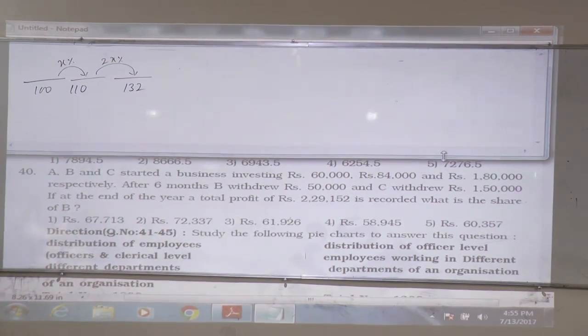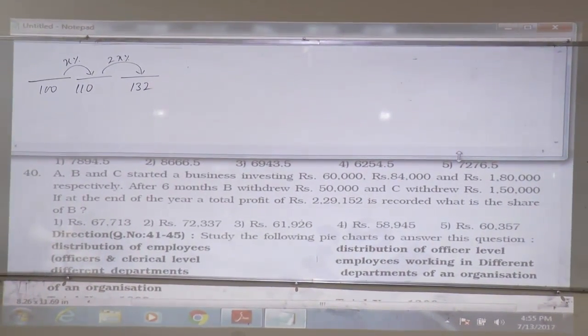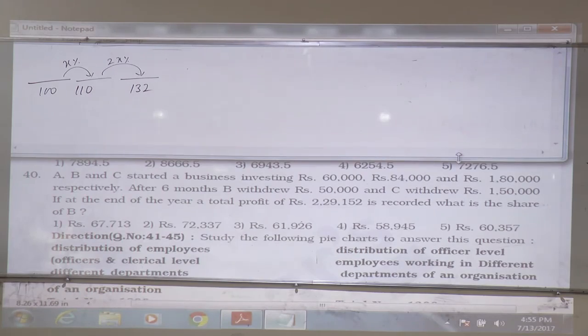ABC started a business by investing 60,000, 84,000 and then 1,80,000 respectively. After 6 months, B withdraws 50,000 and C withdraws 1,50,000. At the end of the year, the total profit of 2,29,152 is recorded. What is the share of B? It asked about B's share.